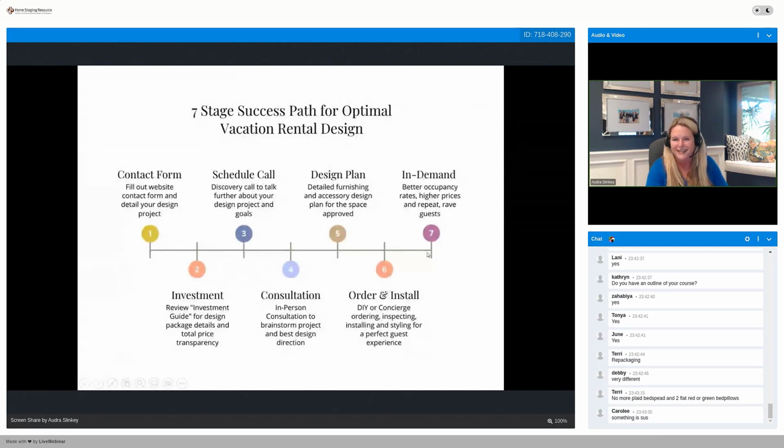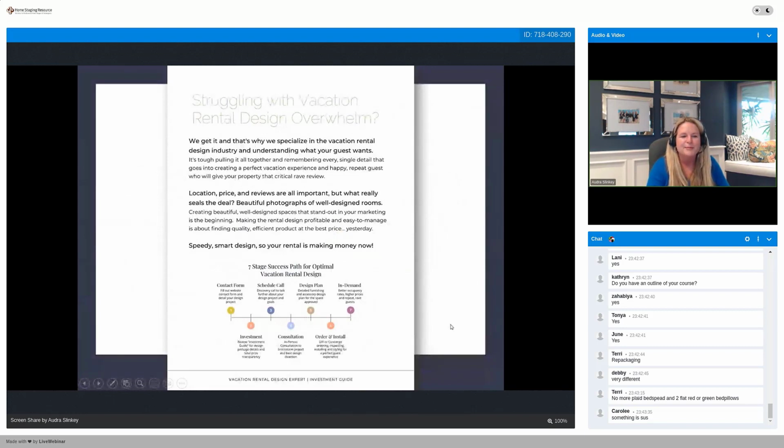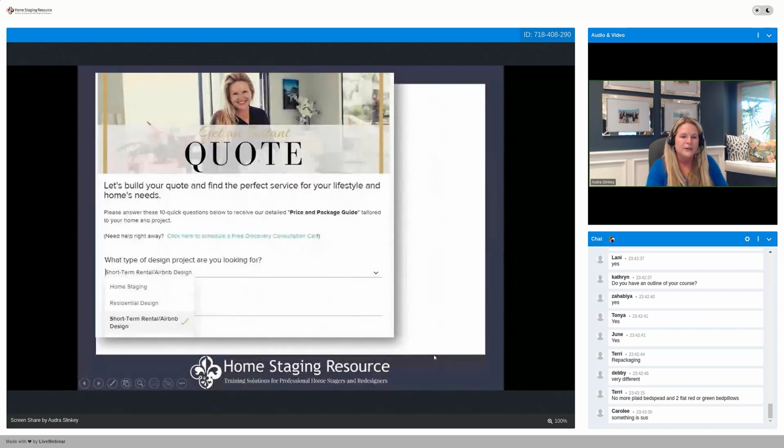They're in demand. So what I did is I put this success path that's in the training, and of course it's completely editable because it is a Canva template, in a sheet that speaks to different clients struggling with vacation design overwhelm. That is usually the case with a lot of your clients. So we have this. And this is an example of something you'd have on your site, a contact form. This is created in Honeybook, but you can create it any other way, where a client goes to the form, they want your investment, they want your price and package guide, and they can click on the service that you offer, short-term rental.